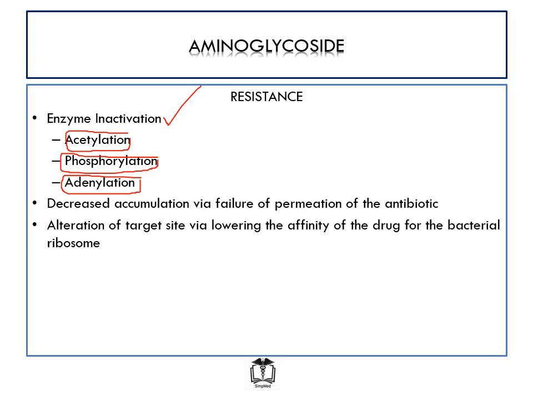The last mechanism could be alteration of the target site. Target site in this case is the ribosome. So a bacterium could alter its ribosome, changing the configuration of the ribosome, and then making the aminoglycoside not able to bind on the ribosome and do its work of inhibiting initiation and translocation.